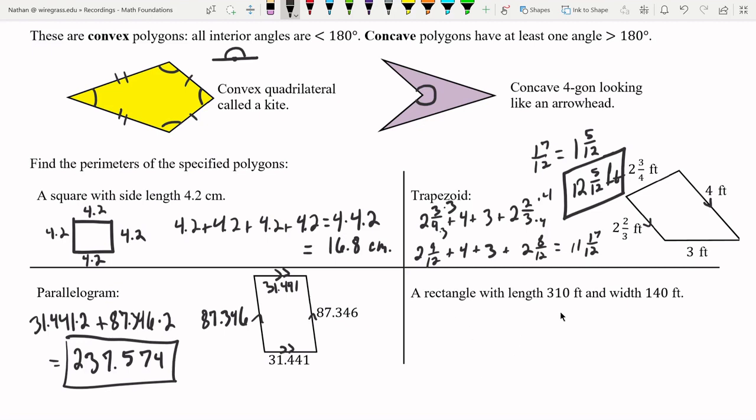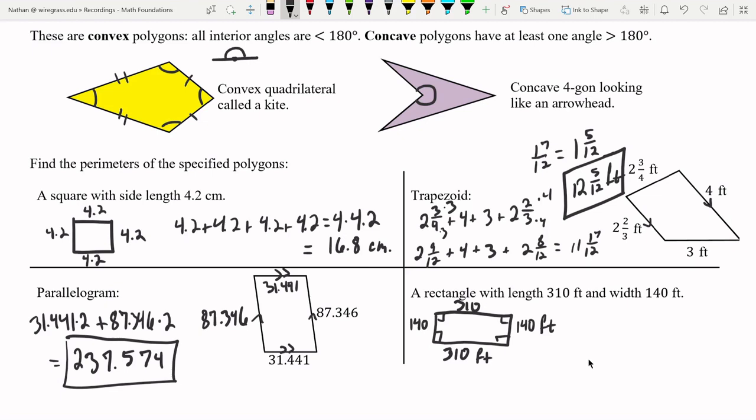Okay, a rectangle with length 310 and width 140. A rectangle has opposite sides equal in length and all angles 90 degrees. So the length is going to be the long side is 310, and that's going to be feet. And the width is the shorter side, 140 in feet. The drawing's not to scale, I'm sure, but that doesn't really matter. The perimeter around this is going to be added to the side lengths. Of course, this is also 140, and this is also 310.